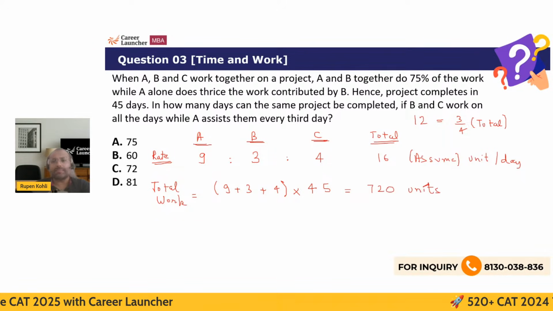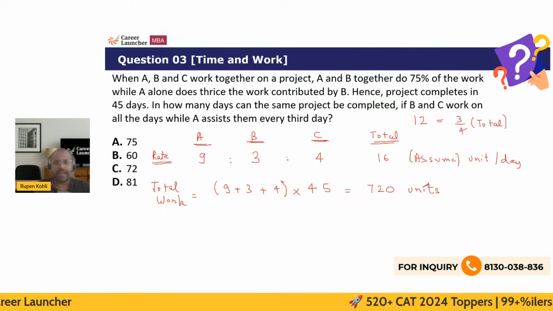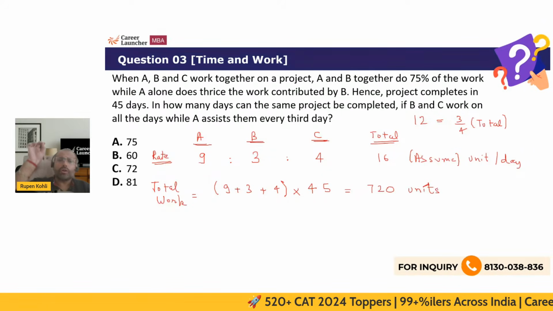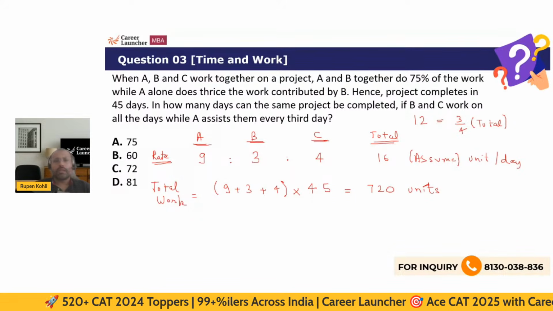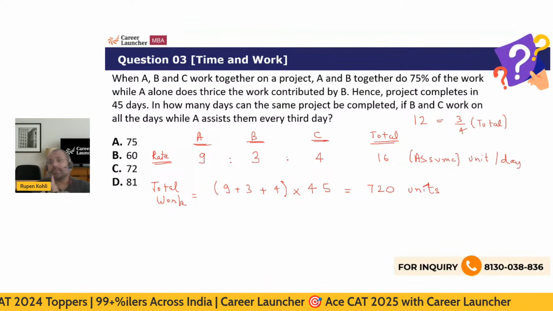So this is the LCM approach. Whenever you assume either the total work as a number or the work rate as a number, it's the LCM approach, right? This is what I'm saying. And we did a similar question last time.